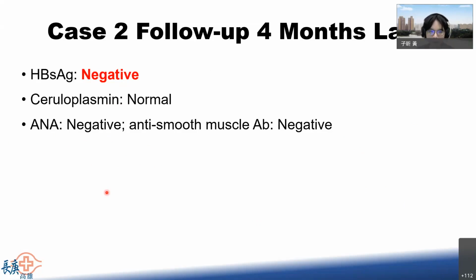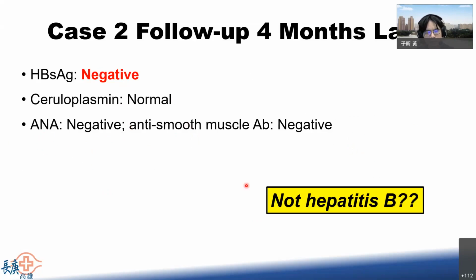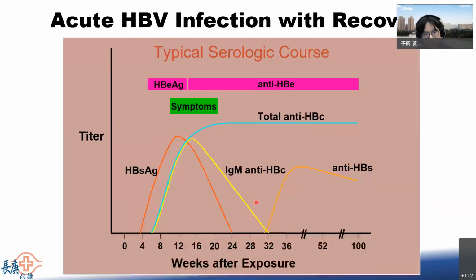And you perform other workups, such as serum ceruloplasmin to determine if the patient has Wilson's disease. ANA is negative, and the smooth muscle antibody is negative, because he's a young male patient and you wanted to exclude autoimmune hepatitis. So these are negative, but the HBs antigen turns negative. So is the patient not acute hepatitis B?